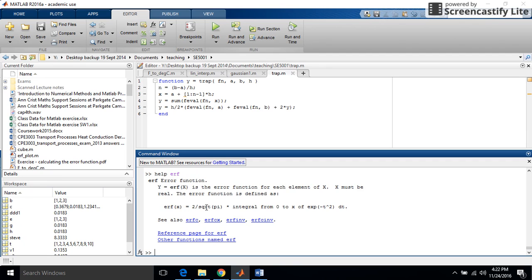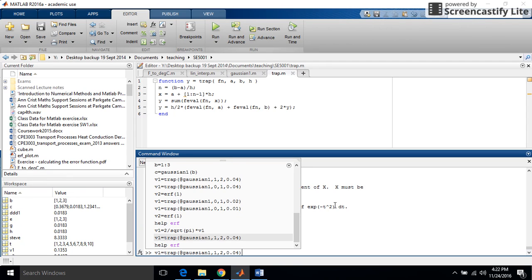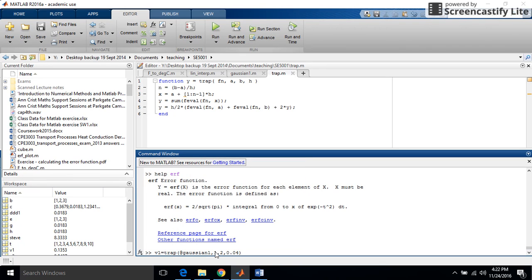It's 2 over the square root of pi times the integral from 0 to x of e to the minus t squared dt. Okay, so I can calculate using my numerical integration routine the integral between 0 and x of this function, and that function is called Gaussian. So if I now hit the up arrow to get the previous time I called the function, I need to make the lower limit 0 and the upper limit whatever I'm trying to calculate the error function for. Let's say the upper limit is 1.